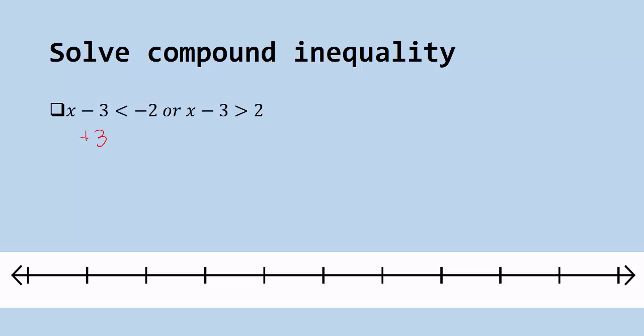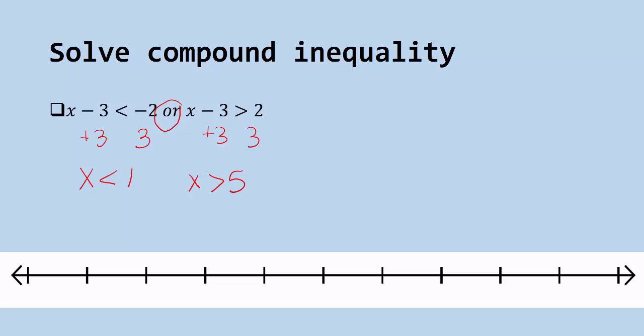Add 3 to both sides. I get x is less than 1. Now I work on the other inequality. Add 3 to both sides, and in this case, x is greater than 5. So this is separate: less than 1 means I'm going to the left on the number line. X greater than 5 means I'm moving to the right of 5. So they're not combining. So we have to have two separate intervals.